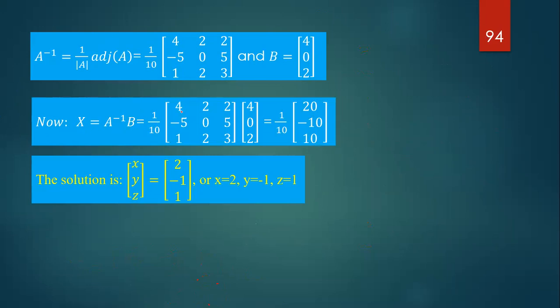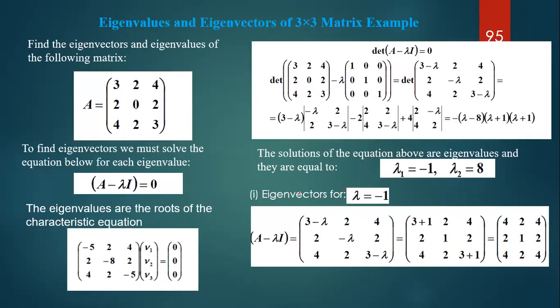That implies we substitute all the values. Okay, so X is equal to 1 over 10, 20 minus 10, 10. So which gives X, Y, Z is equal to 2, minus 1 and 1. Or X is equal to 2, Y is equal to minus 1, Z is equal to 1 is the solution.